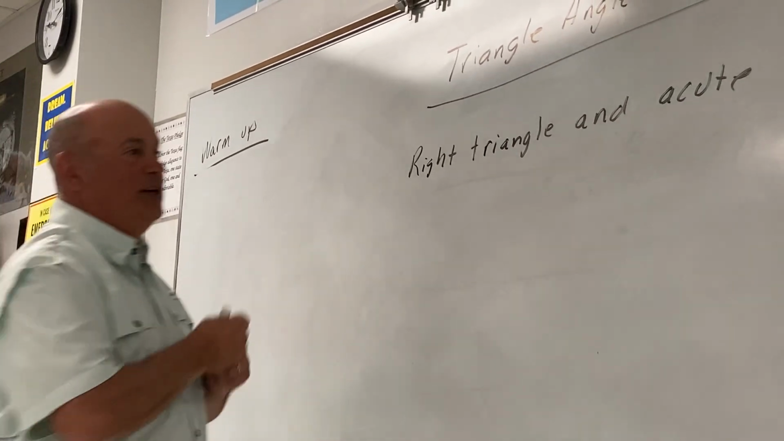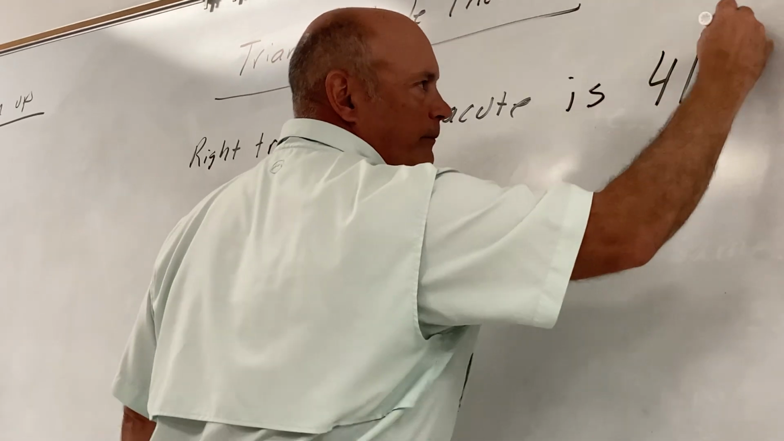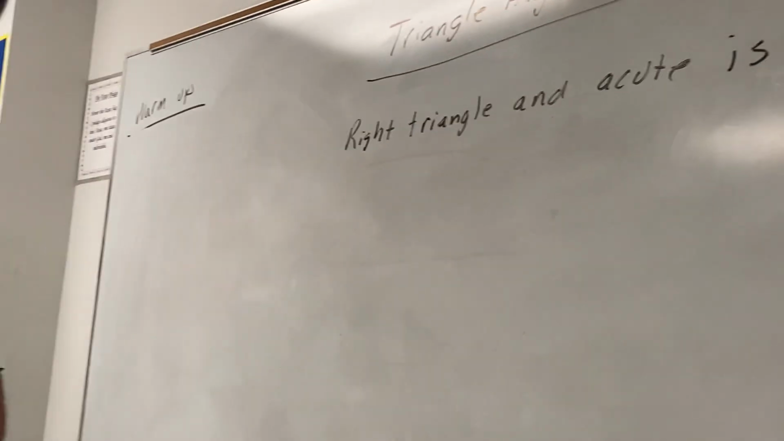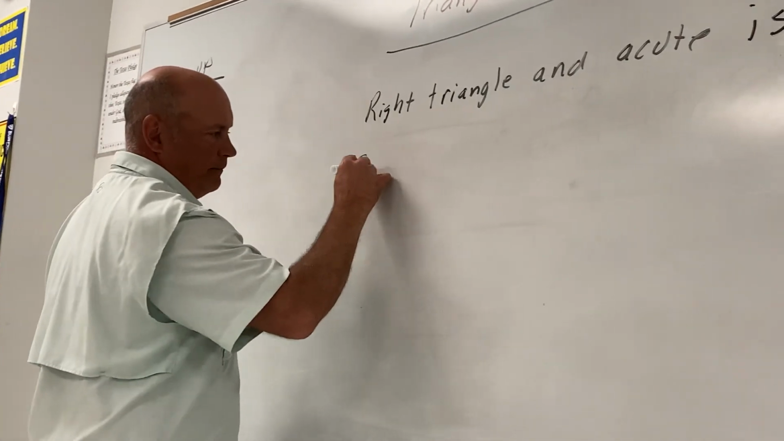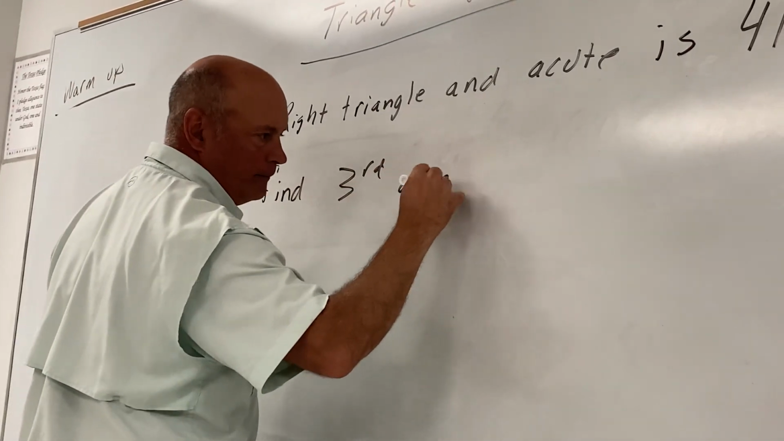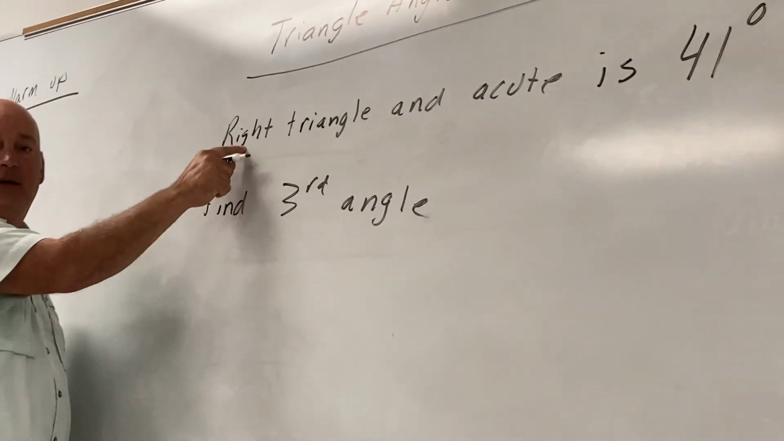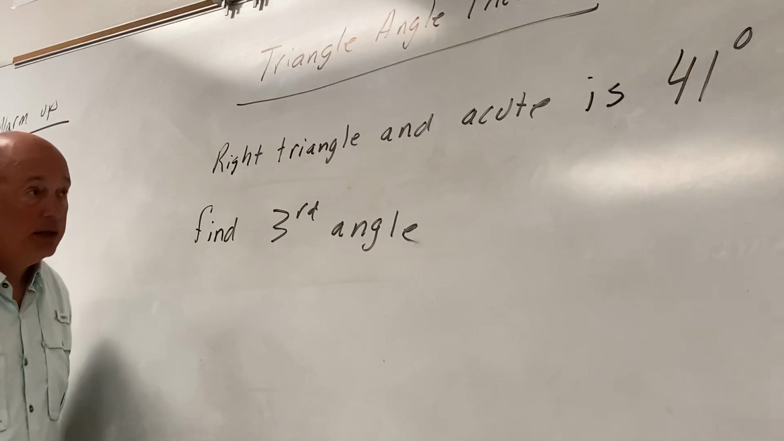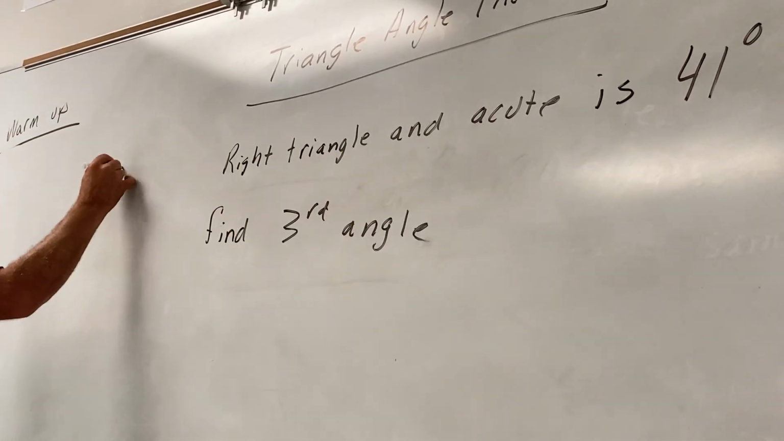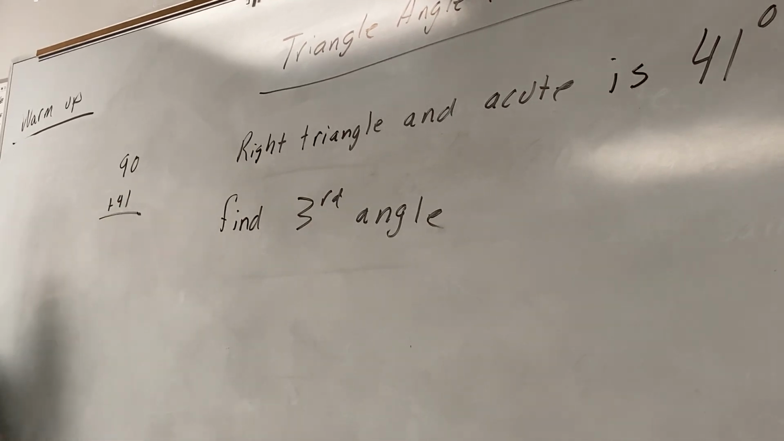Okay. And the acute angle is 41 degrees. And they want us to find the third angle. One angle is 90. What do we know about a right triangle? One of them's got to be 90, and the other one is 41. So wouldn't we need to do 90 plus 41? What's 90 plus 41? 131.